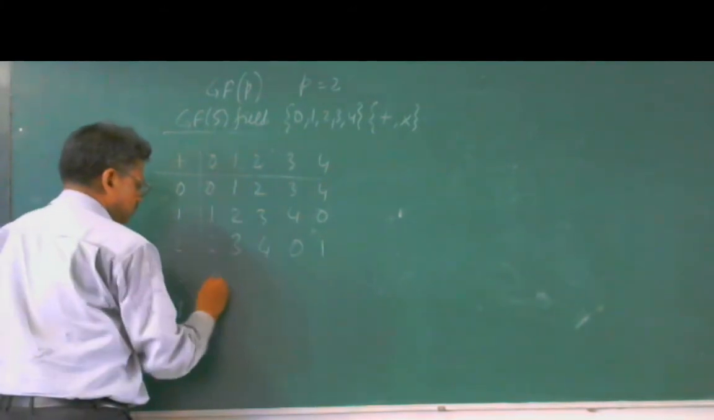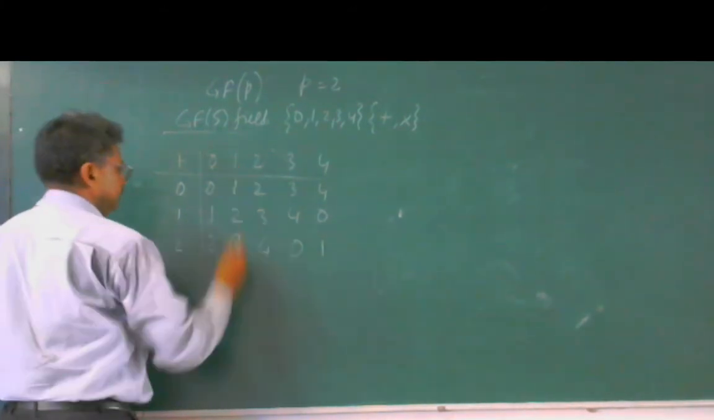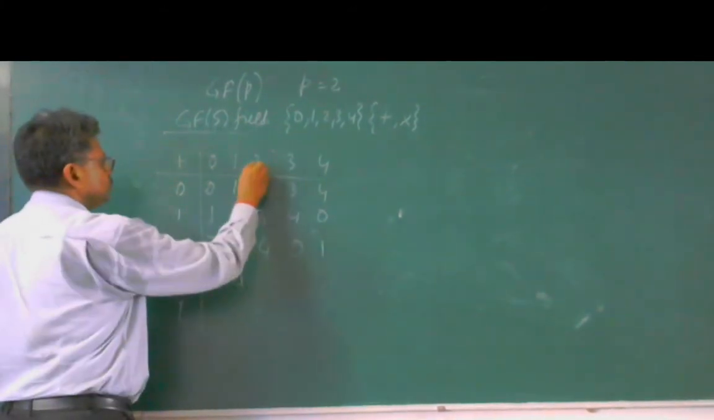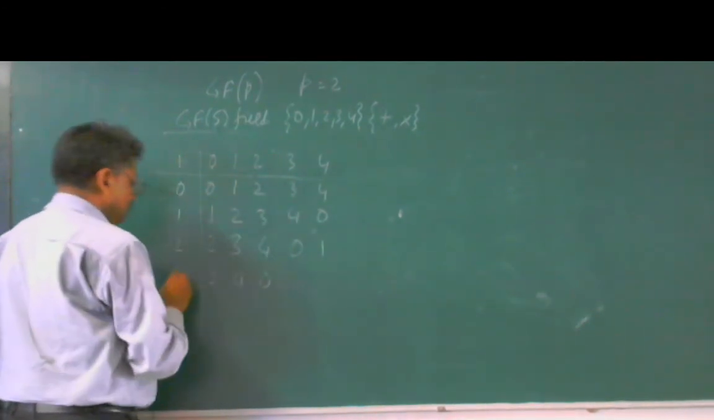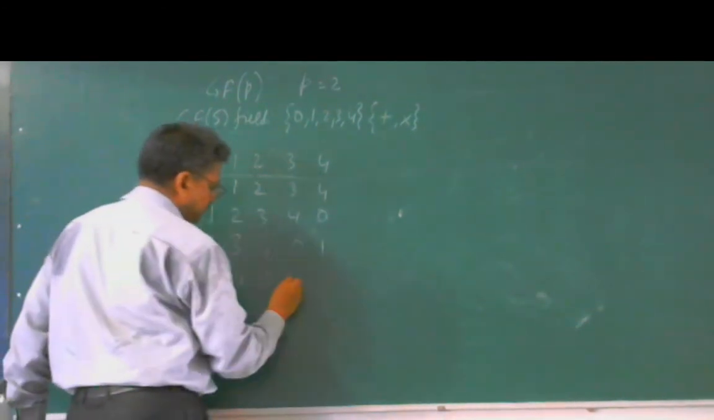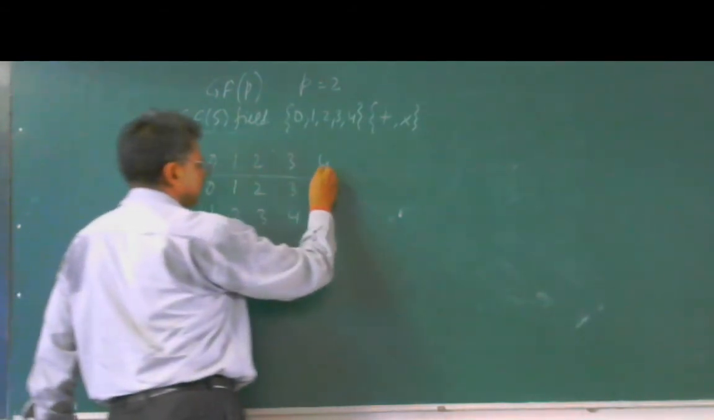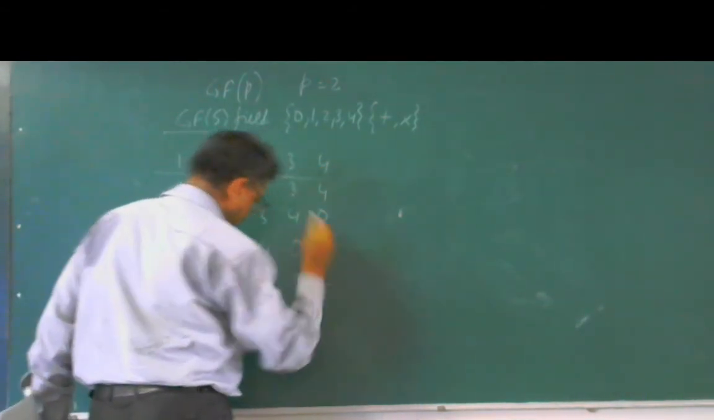3 plus 0 is 3, 3 plus 1 will become 4. 3 plus 2 is 5, 5 mod 5 is equal to 0. 3 plus 3 is 6, 6 mod 5 is equal to 1. And 3 plus 4 is 7, 7 mod 5 is equal to 2.